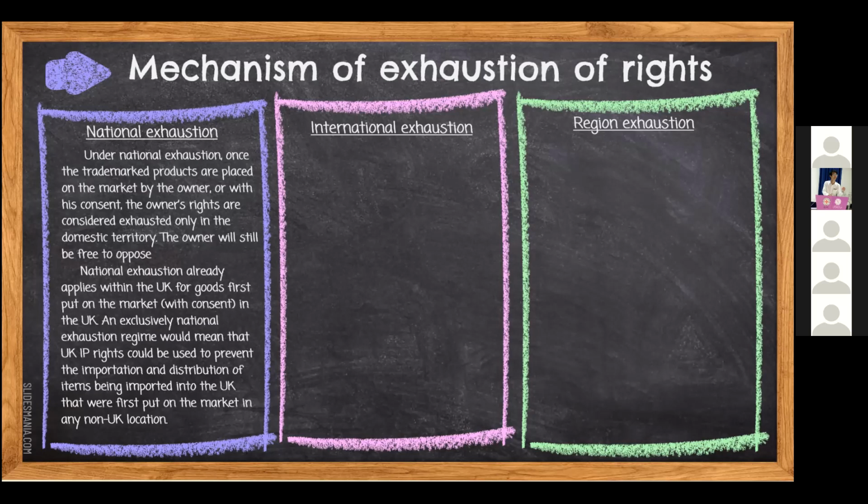Okay, let's talk about national exhaustion. Under national exhaustion, once the trademark products are placed on the market by the owner, or with his consent, the owner's rights are considered exhausted only in the domestic territory. The owner will still be free to oppose imports. National exhaustion already applies within the UK for goods first put on the market with consent. In the UK, an exclusively national exhaustion regime would mean that UK intellectual property rights could be used to prevent the importation and distribution of items imported into the UK that were first put on the market in any non-UK location.